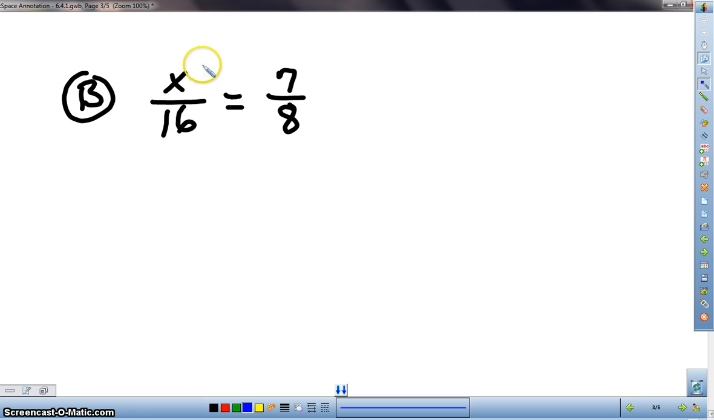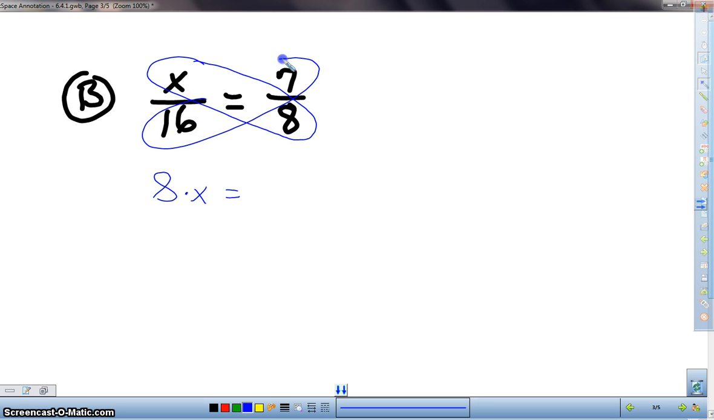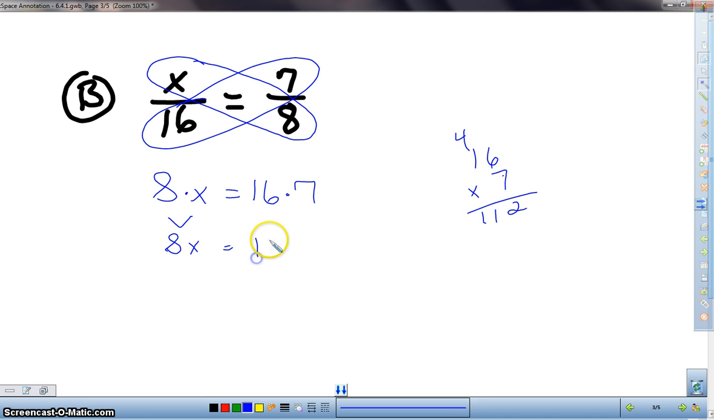I'm once again solving for x. So I'm going to cross multiply: 8 times x equals, make sure you have an equal sign, 16 times 7. So 8 times x is 8x. 16 times 7, once again I'm going to take it off to the side. 7 times 6 is 42, I write 2 and carry 4. 7 times 1 plus 4 is 11. I get 112. And then I'm going to divide both sides by 8 to get x alone. So 8 divided by 8 is 1. So I have x here. 112 divided by 8.